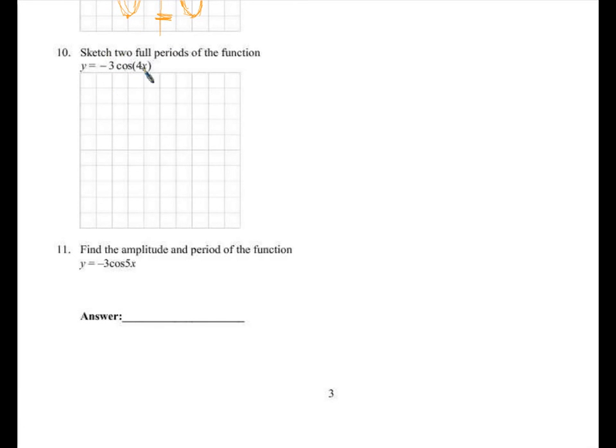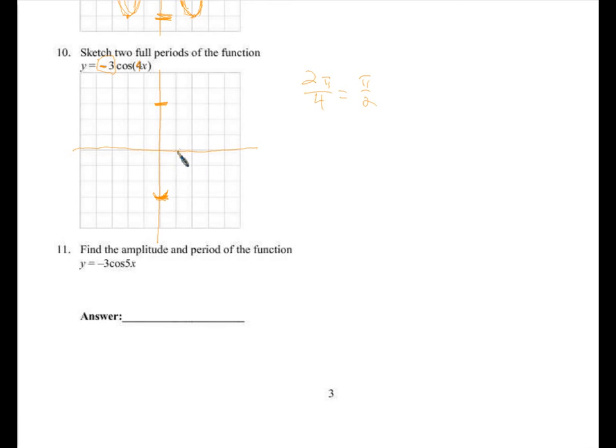Now, negative 3 cosine of 4x. The 3 is going to affect the amplitude. The negative is going to flip over the cosine graph. This 4 is going to affect the period. How does it affect the period? 2 pi over b is always the new period, so pi over 2. Since it doesn't have any vertical or horizontal shifts, I'm just going to put the axes right there in the middle. It's got a maximum of 3, a minimum of negative 3, because it's got an amplitude of 3. It's a cosine, which would normally start up here, except it's flipped over by the negative, so I'm going to start down here.